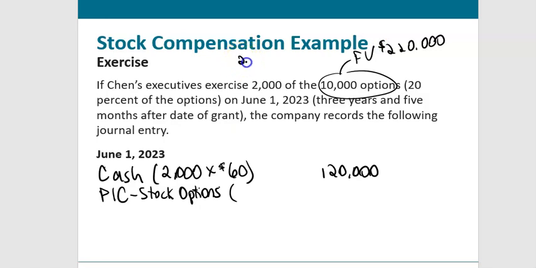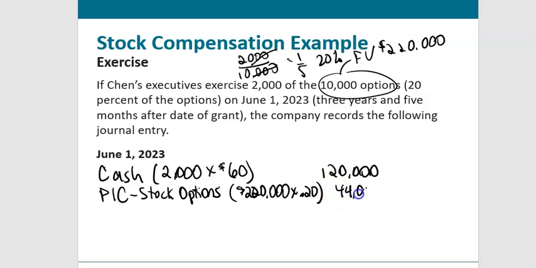How much were exercised? 2,000 out of the 10,000. So 2/10, 1/5, 20% of the options were exercised. So we can say of the total fair value of these options of 220,000, 20% were exercised, or 1/5. So let's remove off the books 44,000 in this paid-in capital stock options account.